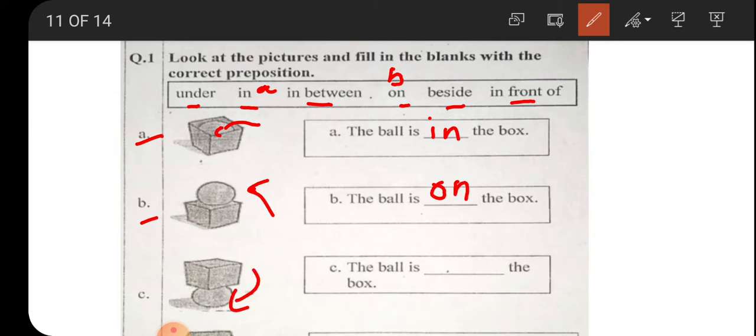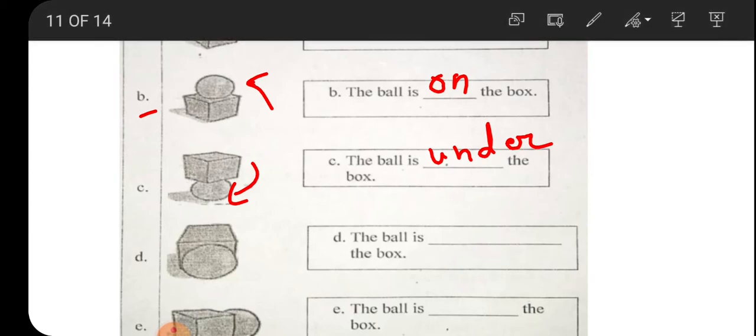Next, where is the ball? Now the ball is under the box. The ball is under the box. ठीक है? Now, where is the ball? Where is the ball? It is in front of. The ball is in front of the box. है ना, उसके सामने में है.